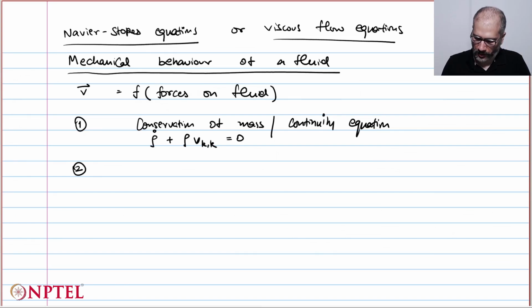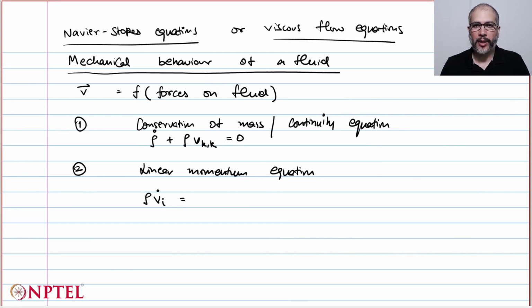Next is the momentum or the linear momentum equation. So this was where we had written rho times v_i dot, which is the mass times acceleration term. That's a sum of the surface force contribution, so that was sigma_ij comma j, and the body force contribution, that was rho times b_i.